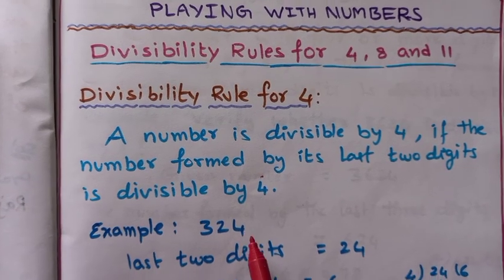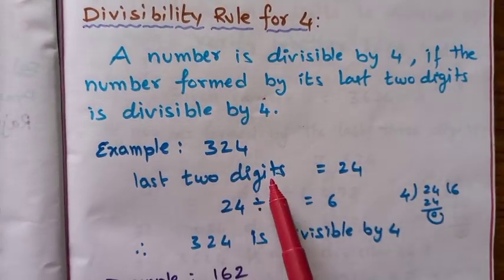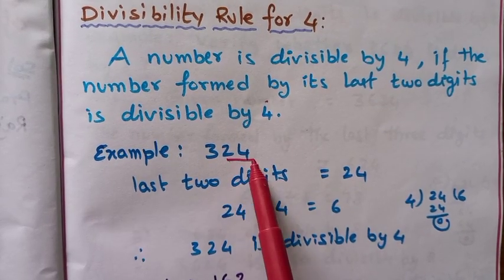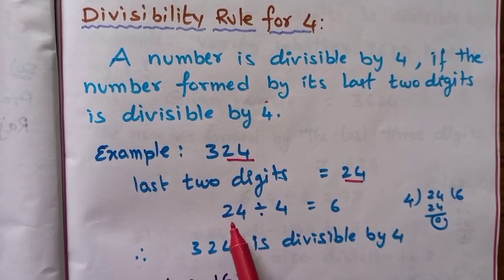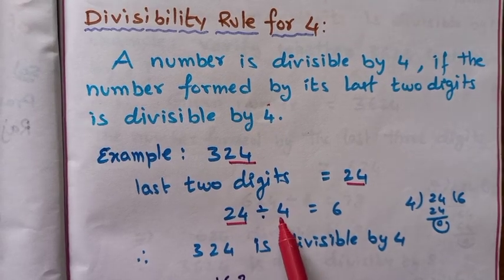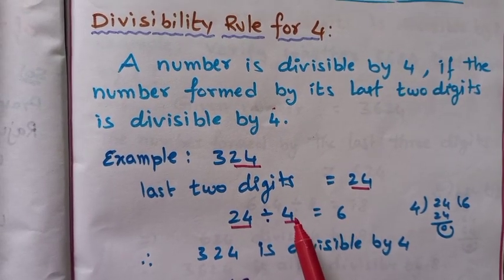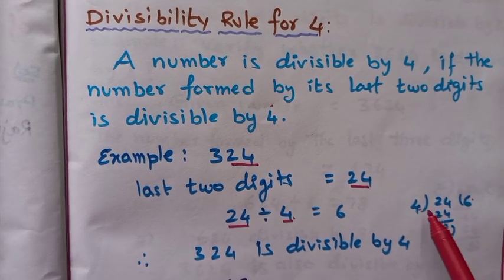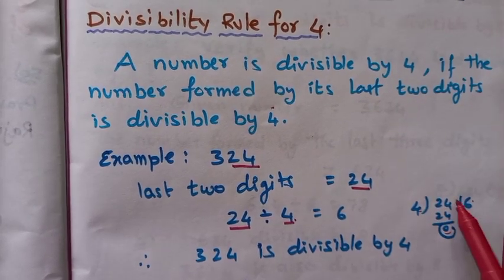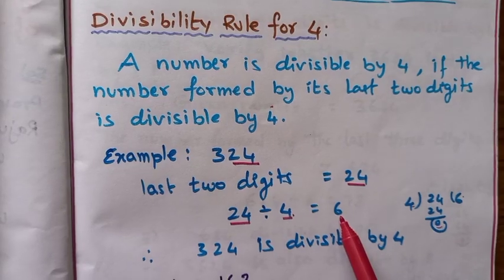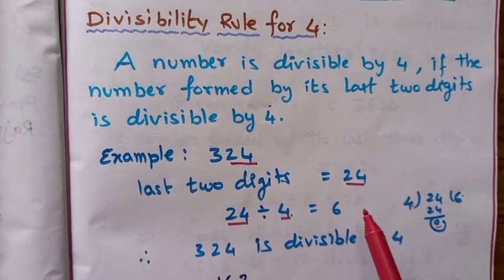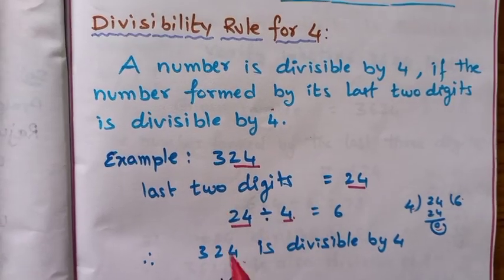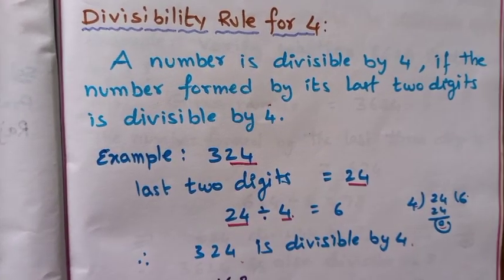324. The last two digits form the number 24, and 24 is divisible by 4. 4 6s are 24, remainder is 0, therefore 4 divides 24. We get the quotient 6. So therefore 324, that means the total number, is also divisible by 4.